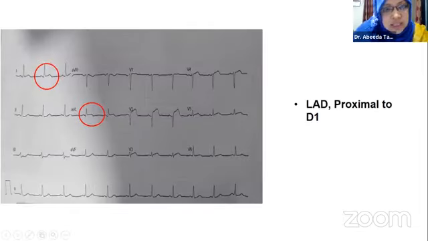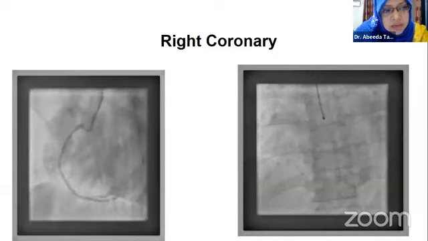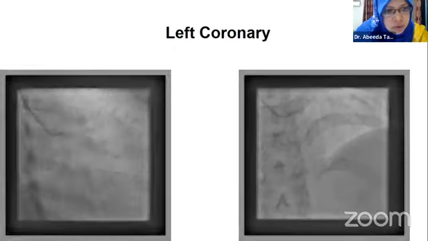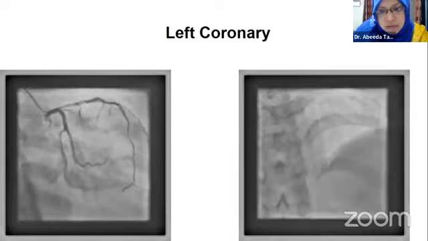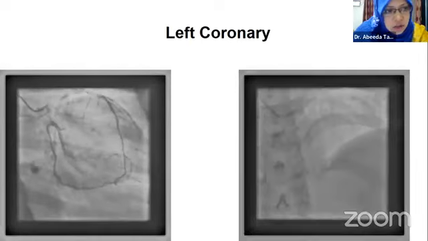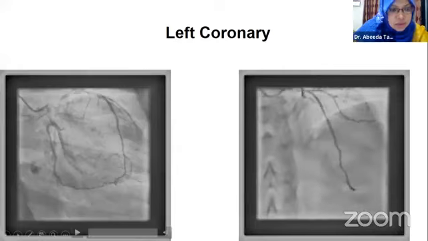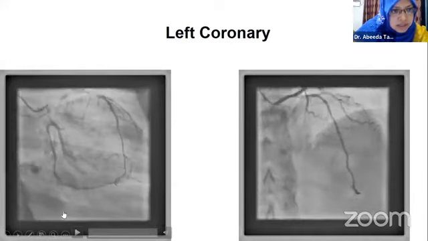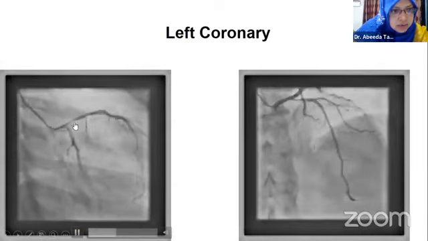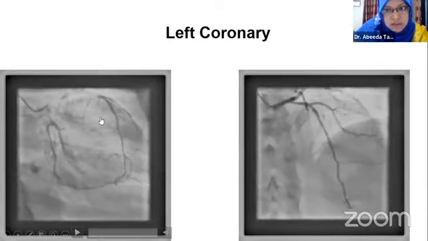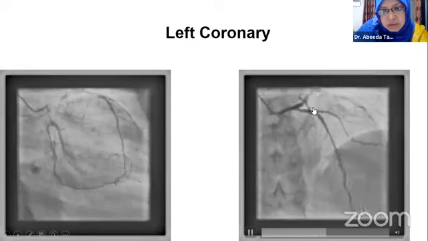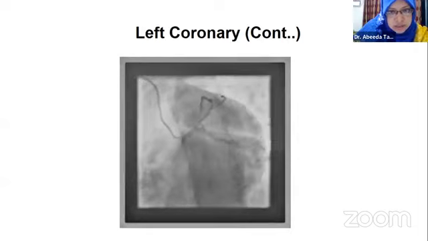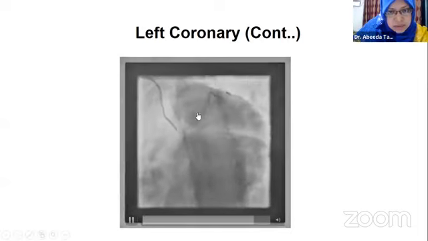So we did the right coronary angiogram and the RCA was fine. It was a dominant artery, with good flow. Here we see the left coronary artery, and in both views the LCX is normal, but there is some stenosis in the proximal part, not very significant, 30 to 40%. This is the left coronary artery and the LAD, the proximal LAD.